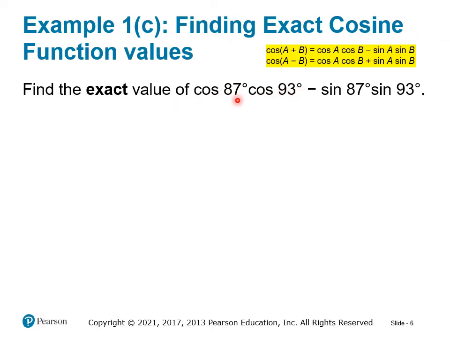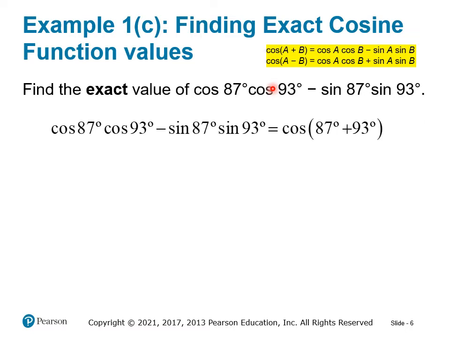So this expression, cosine 87, cosine 93, minus sine 87, sine 93, is equivalent to the cosine of the sum of those two angles, 87 plus 93. When I sum those, I get 180 degrees. And if you think about the unit circle and cosine being the x value, then of course the cosine of 180 degrees is -1. Okay?